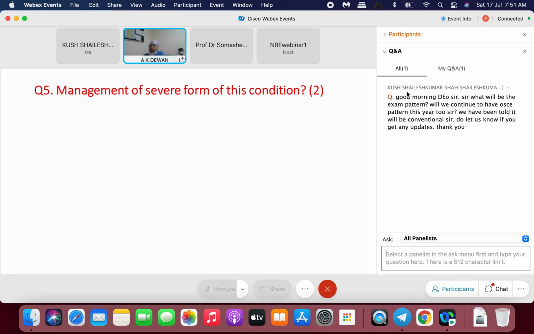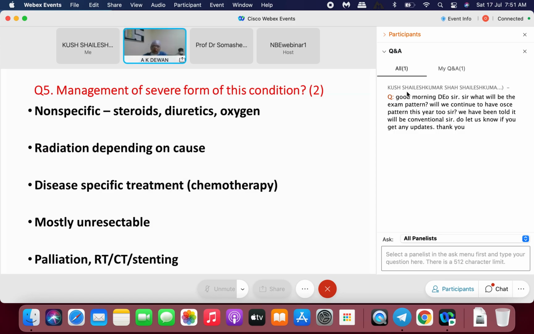Management of severe form of this condition, this is also 2 marks. Severe form of SVC obstruction. So non-specific steroids, diuretics, oxygen, even your posture, head end elevated. Radiation, depending on the cause, if you can find the cause. Disease-specific treatment, chemotherapy. If you know it is germ cell tumor, but don't write the chemotherapy protocols. You write the chemotherapy depending on diagnosis.